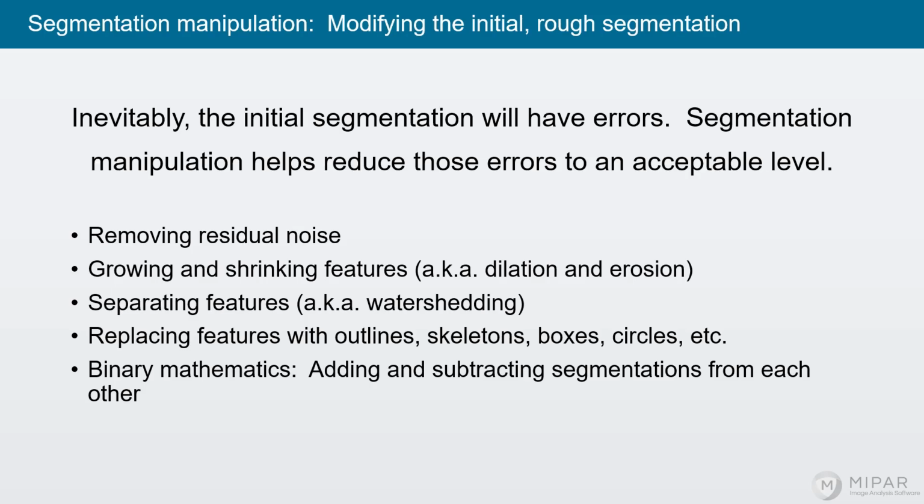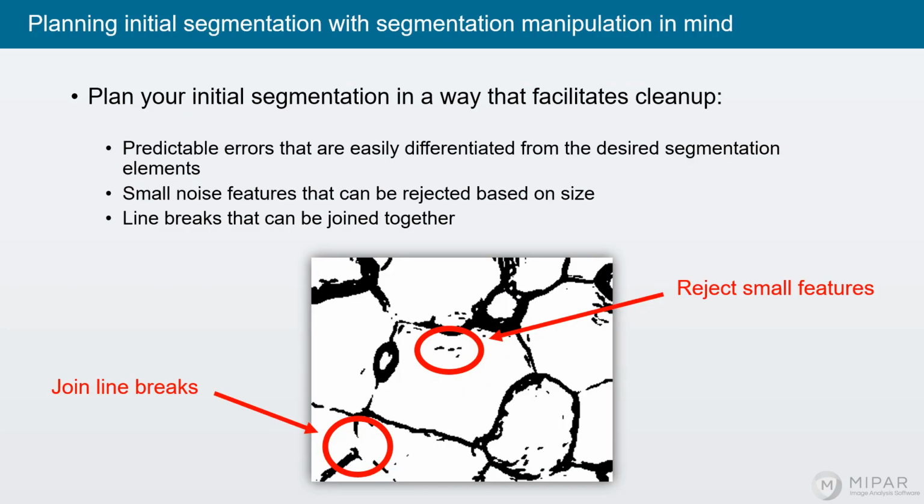And lastly, we have binary mathematics, where you take information from two different rough segmentations and use them to inform each other. So finding, well, say this is a feature in one, so it shouldn't be a feature in another. And again, I'll show you an example of us doing that kind of logic here in a minute. So here's an illustration of a couple of the things that you can try to do when adjusting a segmentation, rejecting small features, joining line breaks, these kinds of corrections that can be made on the rough segmentation to bring it closer to the original features.